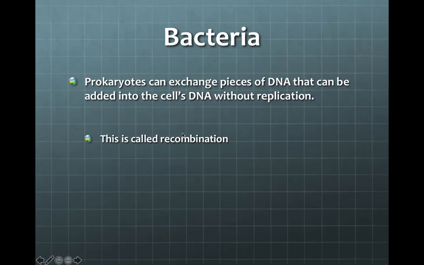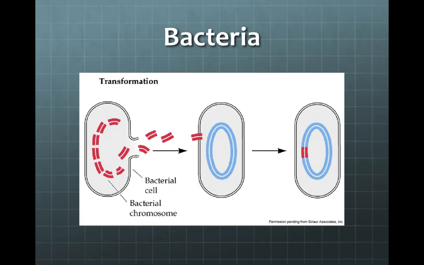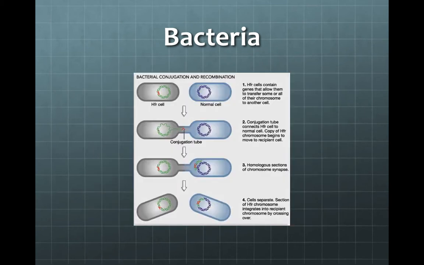Okay. So prokaryotes can exchange pieces of DNA that can be added into the cell's DNA without replication. It's called recombination. Okay, so here it is. Here's the bacterial chromosome, and here's the bacteria cell. It goes into here, and this bacterial chromosome, the genetics in it, goes into here, and it recombines into this one, okay? So this can be good, or this can be bad.